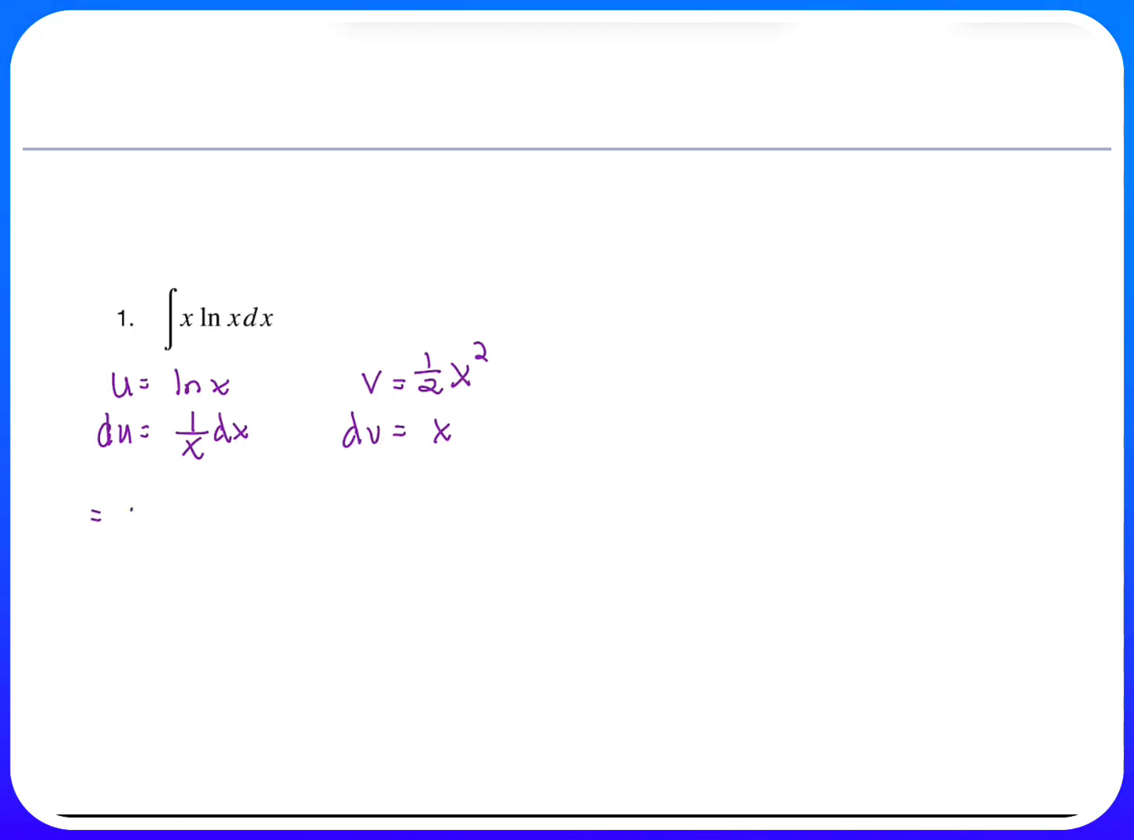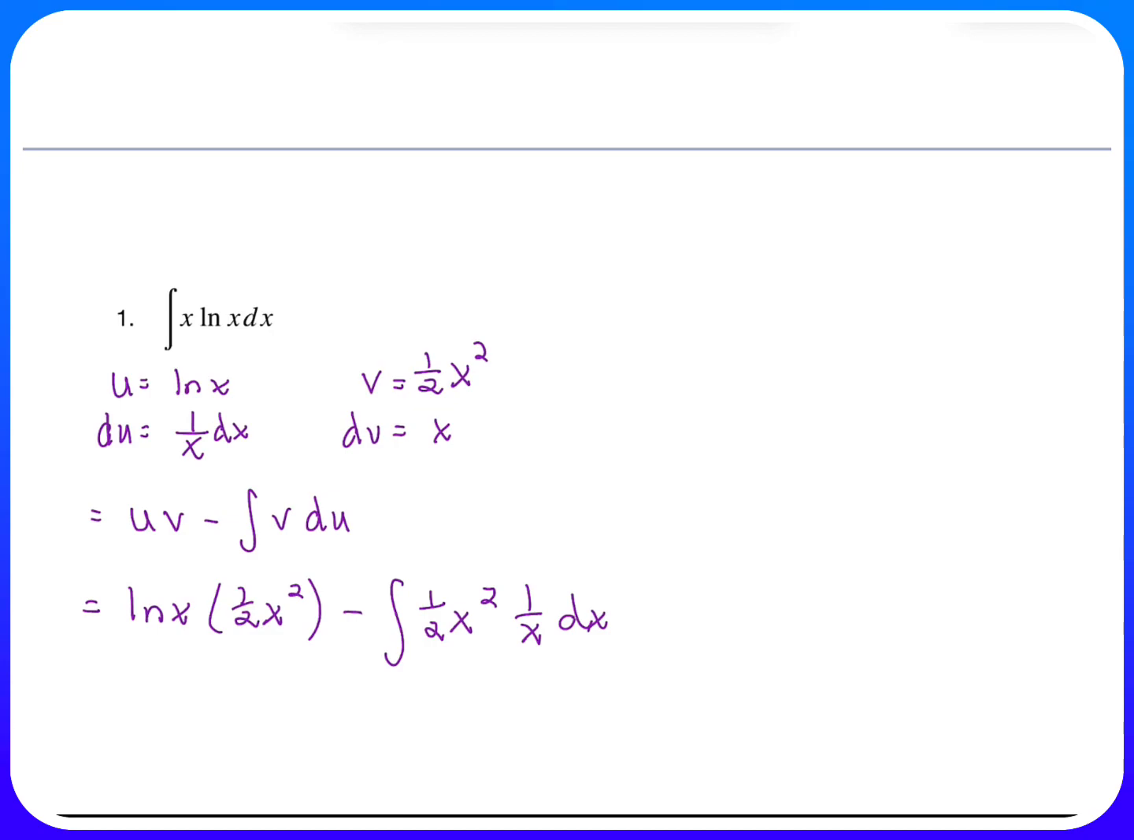So now I'm going to use my formula, uv minus the integral of v du, and substitute in my given information. In place of the u, I'm going to plug in the natural log of x. In place of the v, I'm going to plug in 1/2 x squared, minus the integral of 1/2 x squared times my du, which I'm going to replace with 1 over x dx.